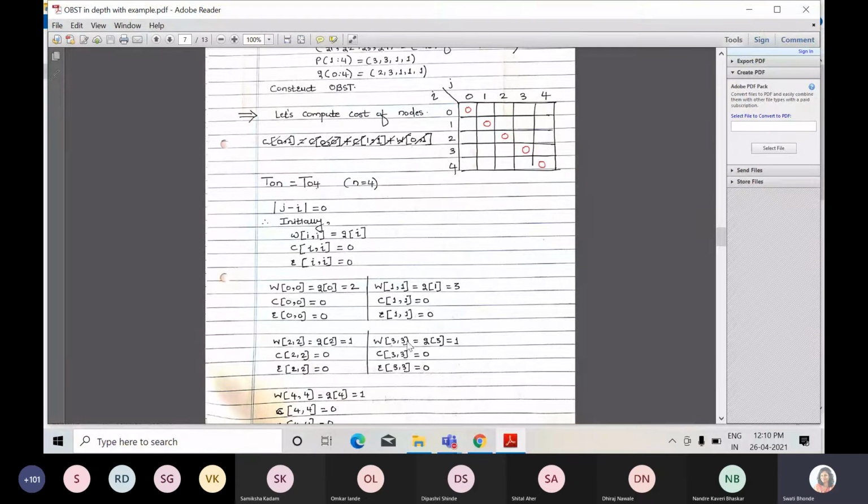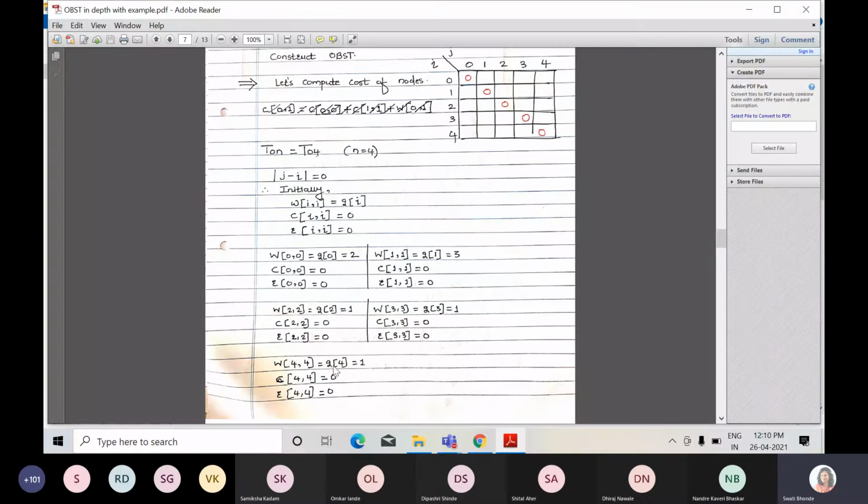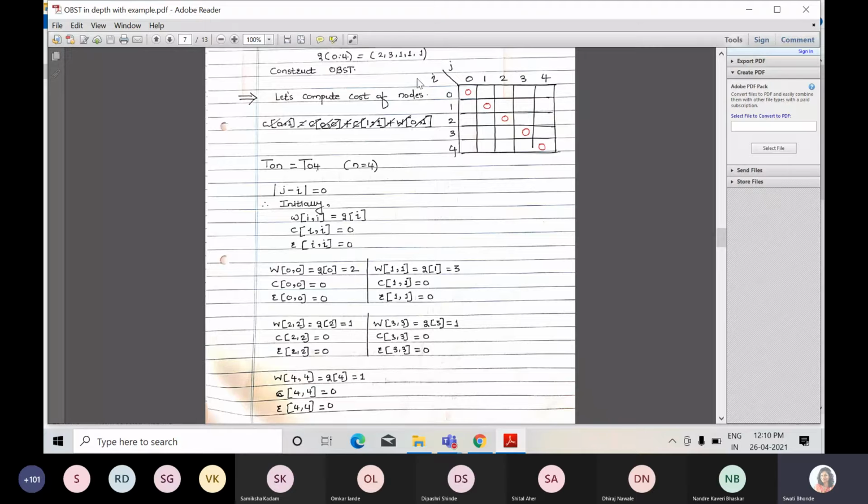W of 3 3 equals Q of 3. What is there in Q of 3? Q of 3 is 1. So this is 1 here and these two are 0. Next we have W of 4 4. W of 4 4 equals Q of 4. What is there in Q of 4? Q of 4 is 1.